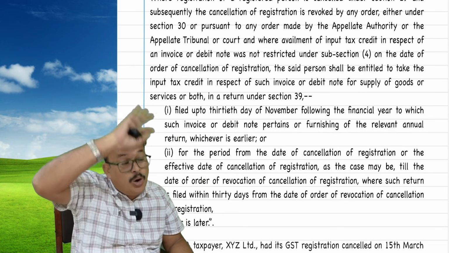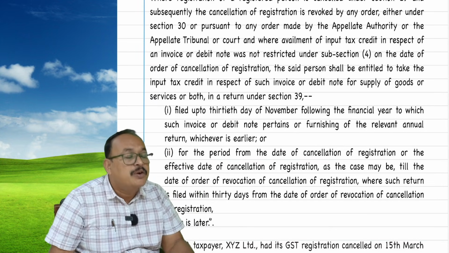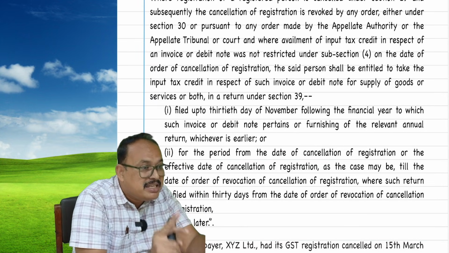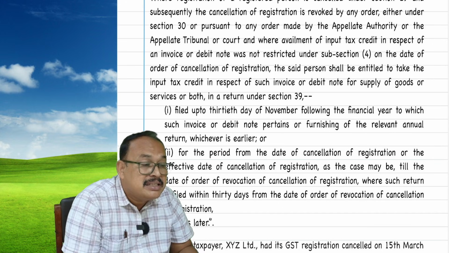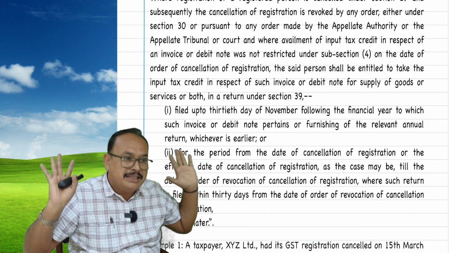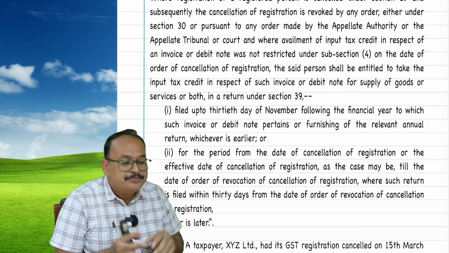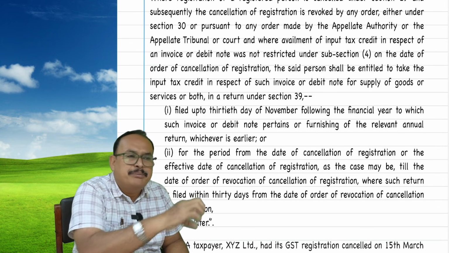Means old invoices for which the time period under section 16(4) has expired, those invoices you cannot get the benefit of under section 16 subsection 6, is the meaning of it. Get my point? Any difficulty, my dear? Got the clarity? With that, section 16 is packed up.